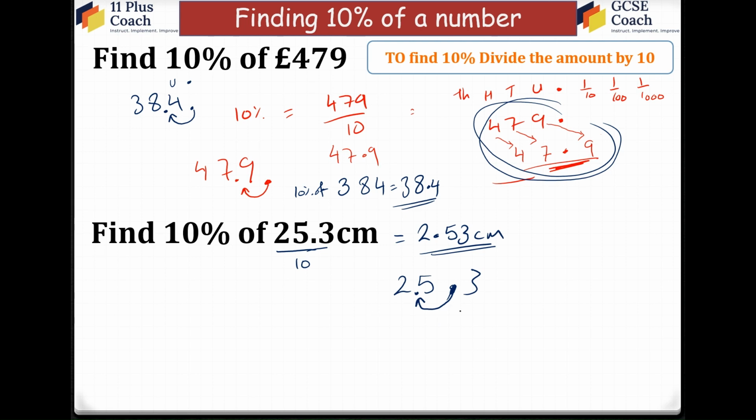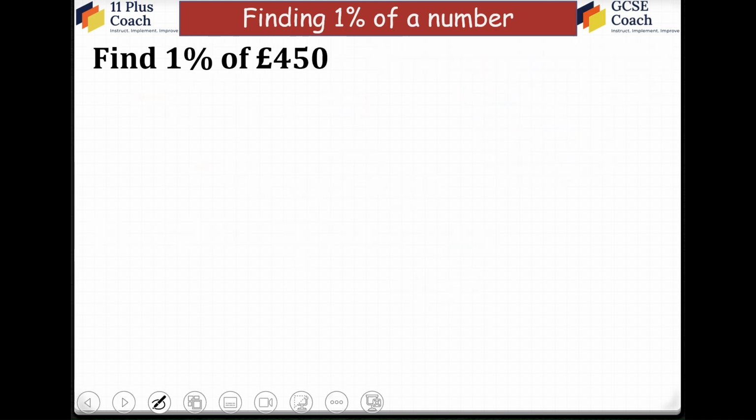You can see exactly how many places you're moving, and you remember how to do this as well. So get into the habit of doing that. So that's a quick way of doing it. Just shift the decimal place one place to the left. Okay, let's move on to 1% now.